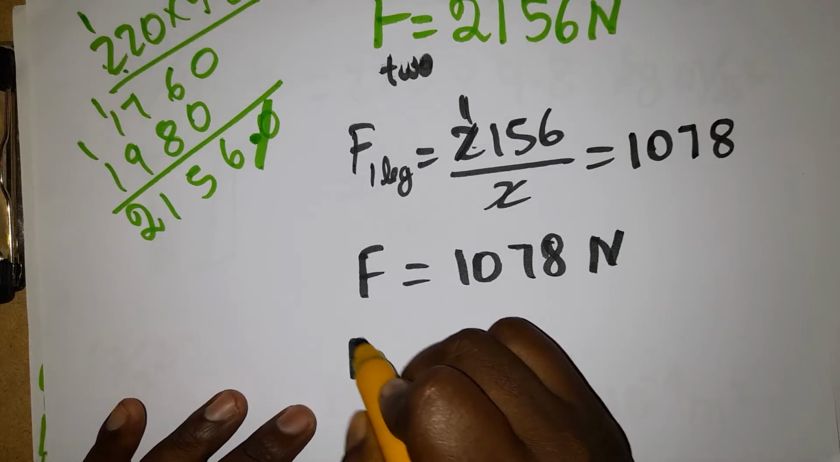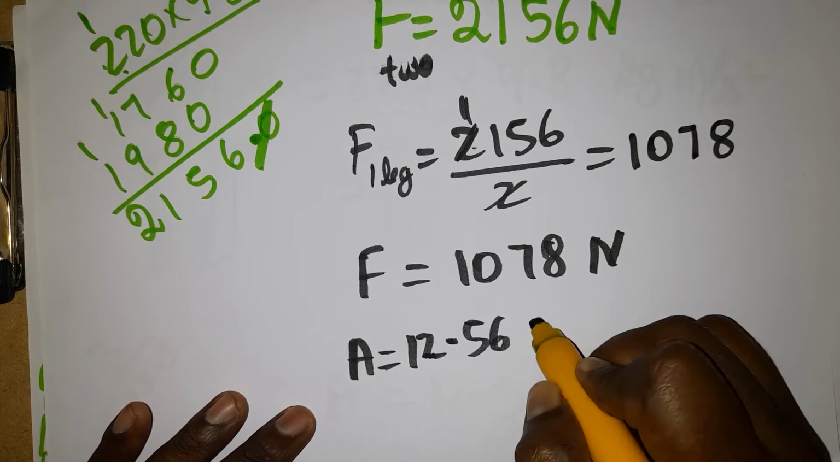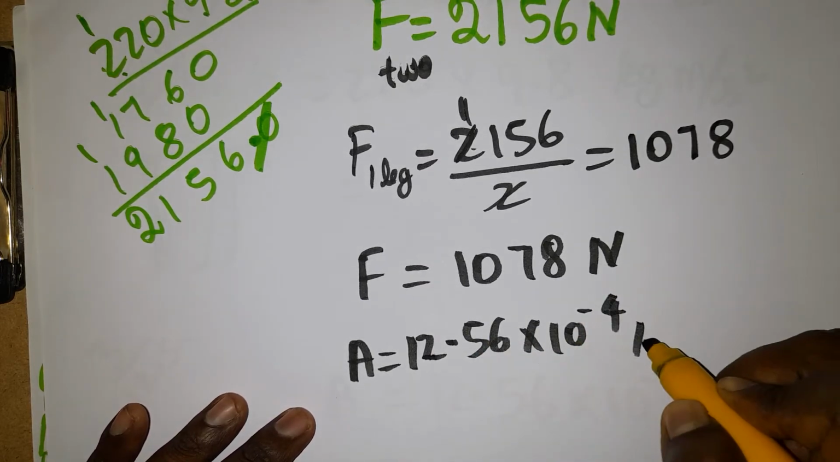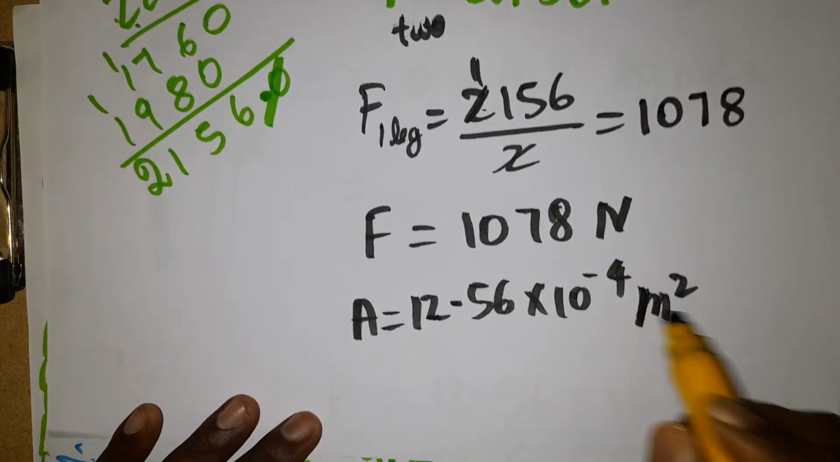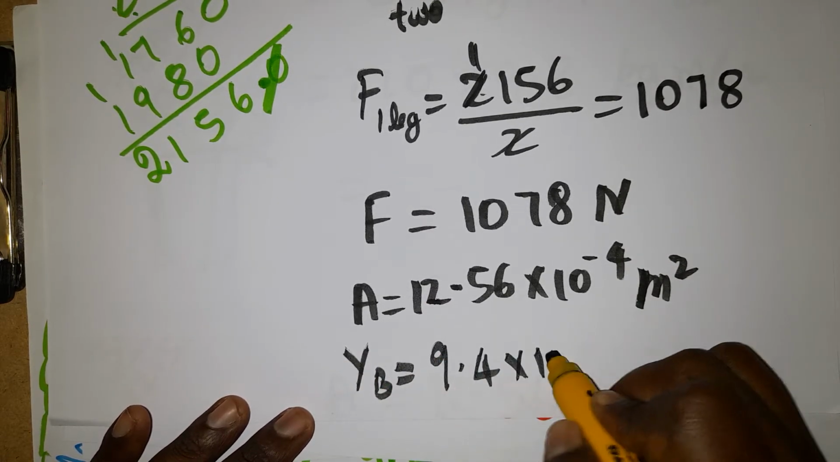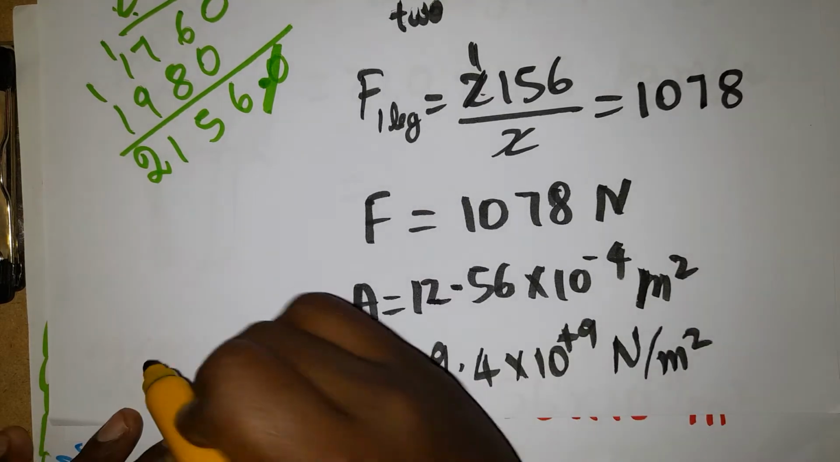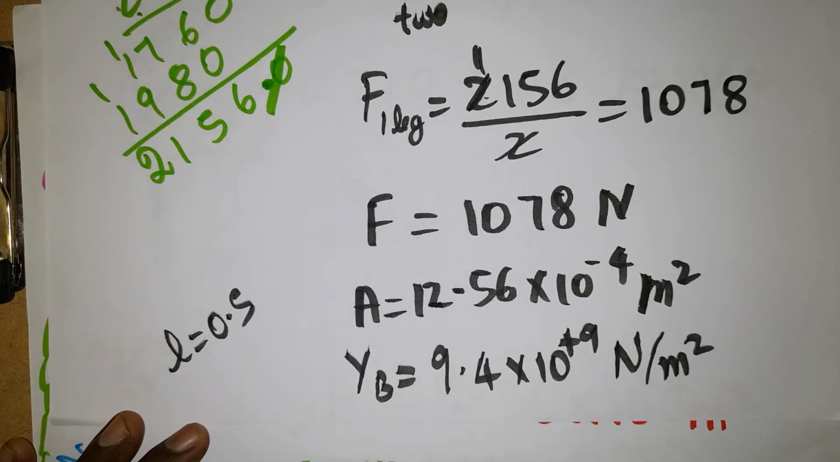Okay, area we already calculated, 12.56 into 10 power minus 4, it's going to be meter square. Then Young's modulus of the bone, that also we know, 9.4 into 10 power plus 9 Newton by meter square. Then length of the bone 0.5. Next step we can do with the overall calculation.